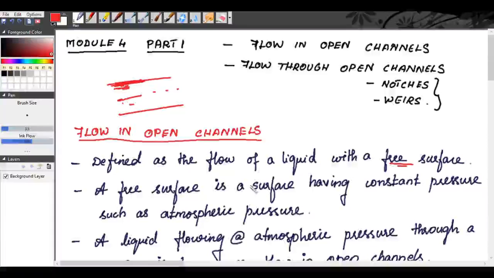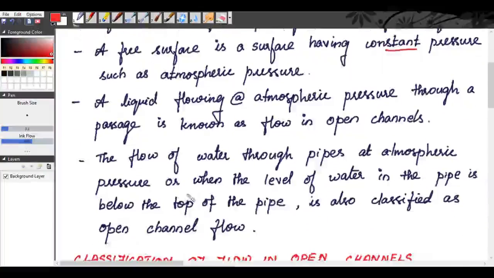Now, a free surface is a surface having constant pressure, such as atmospheric pressure. So when the free surface is open to the atmosphere, it will have a constant pressure, and that pressure we call atmospheric pressure. A liquid flowing at atmospheric pressure through a passage is known as flow in open channels. It can be an open passage or a closed passage, but if the liquid is flowing at atmospheric pressure, you will call it flow in open channels.